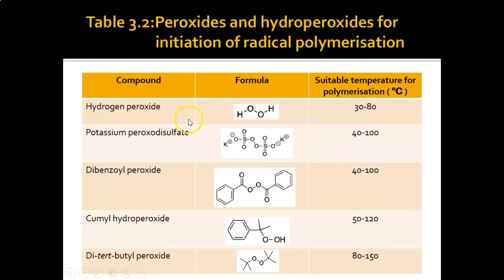Now we look at hydrogen peroxide. This is the structure for the hydrogen peroxide. Suitable temperature for polymerization lies between 30 to 80 degrees C. We have potassium peroxydisulfate, dibenzoyl peroxide, cumene hydroperoxide, and di-tert-butyl peroxide.